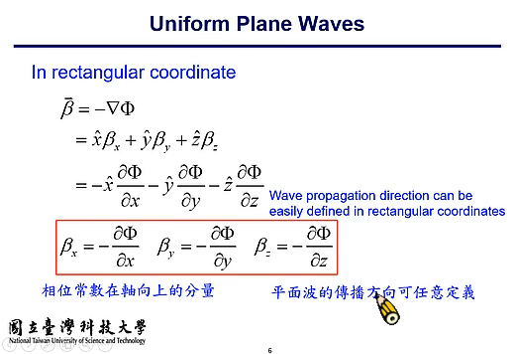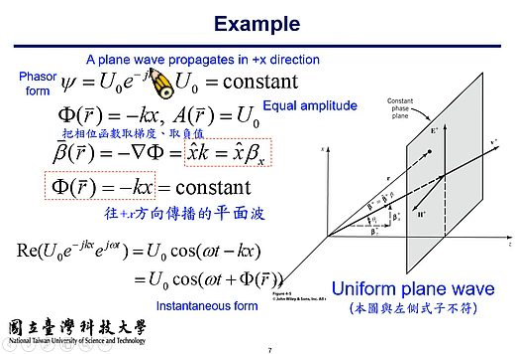And of course, the propagation direction of a uniform plane wave can be any direction. 可以任意定义。So a plane wave propagating in the x direction can be written like this in phasor form. So the magnitude is u sub 0. U sub 0 is a constant. So the magnitude of the wave is a constant as it propagates along the x direction.